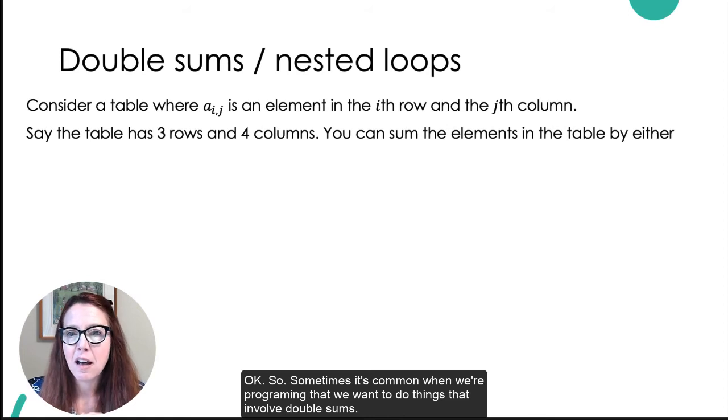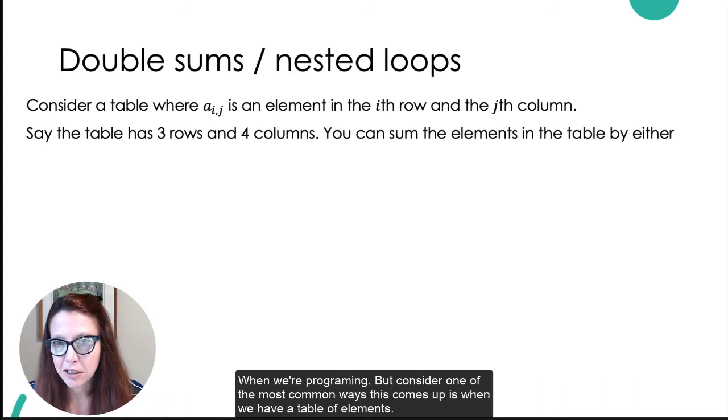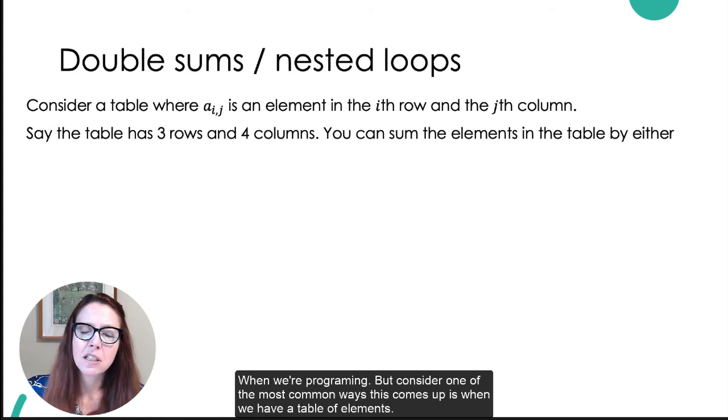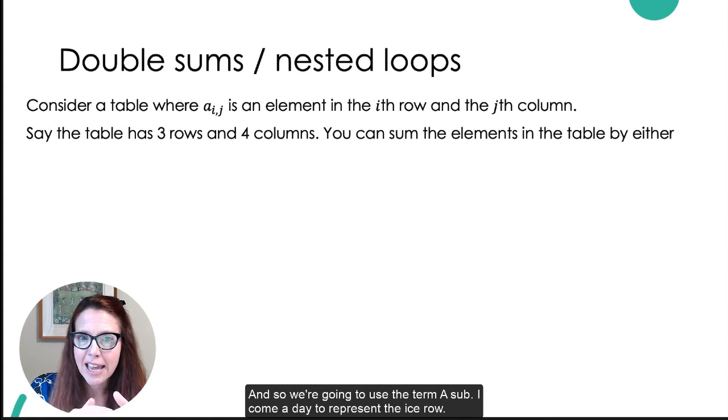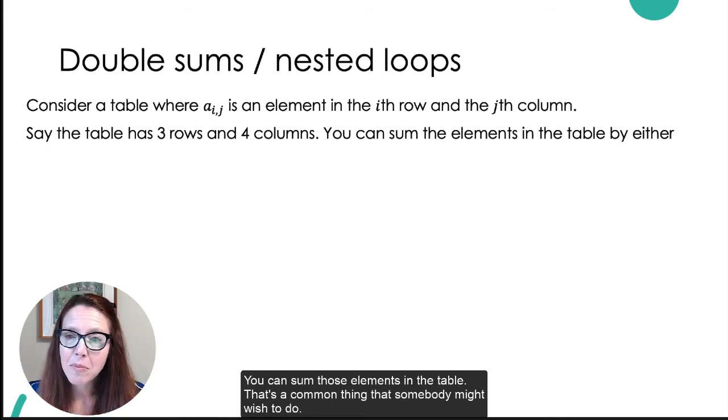Sometimes it's common when we're programming that we want to do things that involve double sums. These are called nested loops when we're programming, but consider one of the most common ways this comes up, which is when we have a table of elements. We're going to use the term a sub i comma j to represent the ith row and the jth column. Say we have a table that has 3 rows and 4 columns. You can sum those elements in the table. That's a common thing that somebody might wish to do.